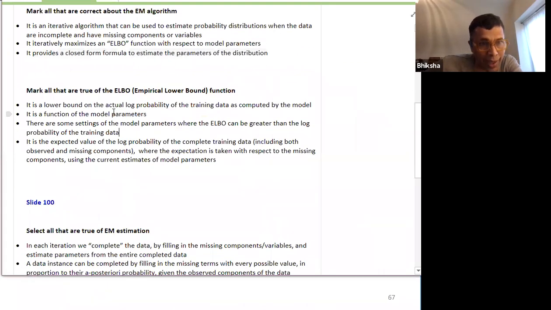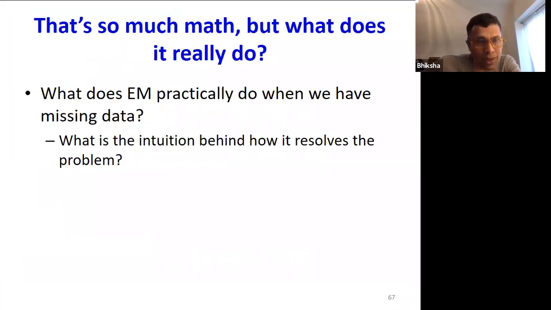Also, the ELBO is a lower bound on the actual log probability of the training data, as we just saw. It's a function of the model parameters, as we also saw. And because it's a lower bound, it can never be greater than the log probability of the training data. The best it can do is to be equal to it. And it is in fact the expected value of the log probability of the complete training data, including both observed and missing components, where the expectation is taken with respect to the missing components using the current estimate of model parameters. So all fine.